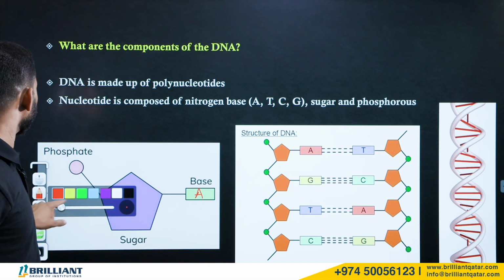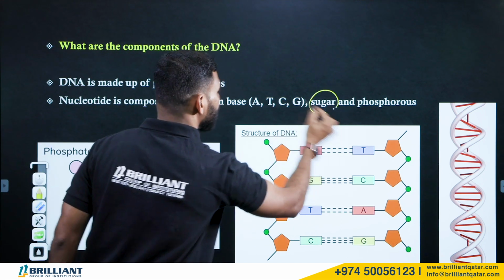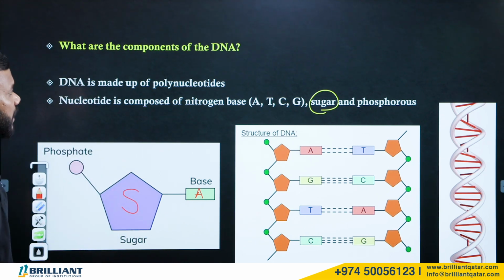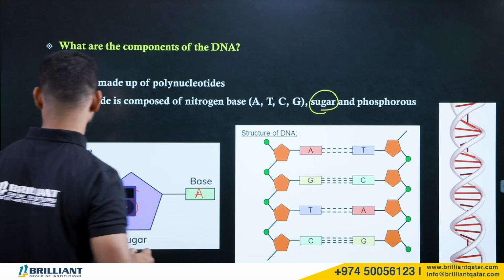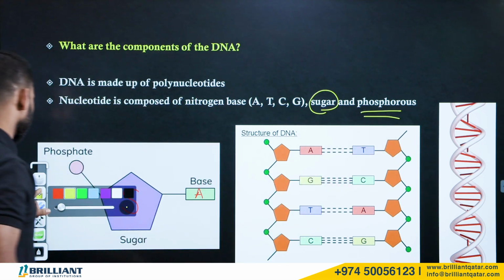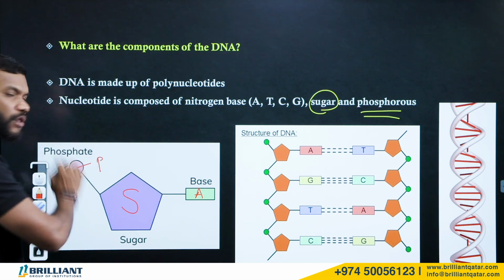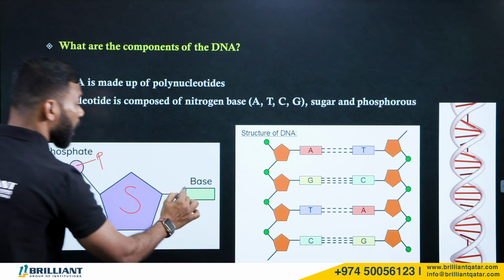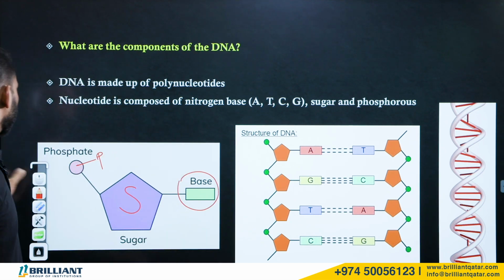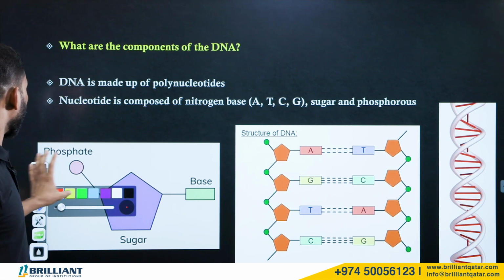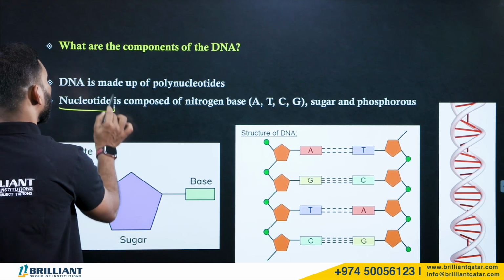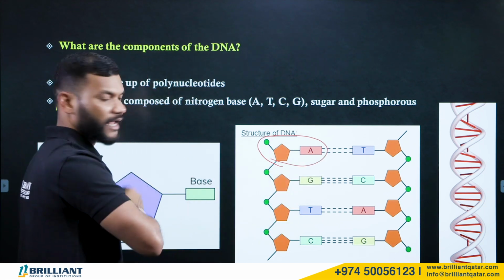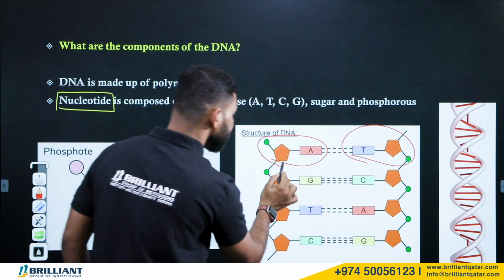Now what do you have in the polynucleotide? You should have a sugar. This is the sugar. And there is one phosphorus also. This is the phosphorus. So, you should understand, one sugar, one phosphorus, one base, together we call one nucleotide. Now look here. This is one nucleotide. This is another nucleotide. This is another nucleotide.